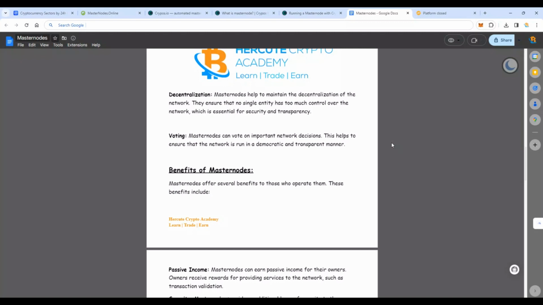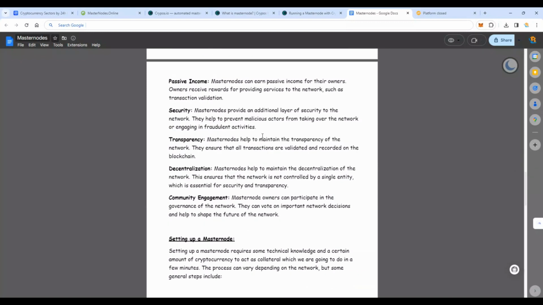Now, what are some of the benefits of masternodes? Masternodes offer several benefits to those who operate them, and some of these benefits include passive income. Masternodes can earn passive income for their owners. Owners receive rewards for providing services to the network, such as transaction validation.